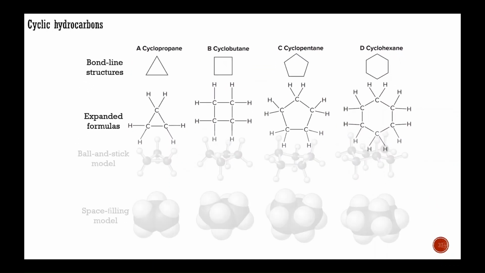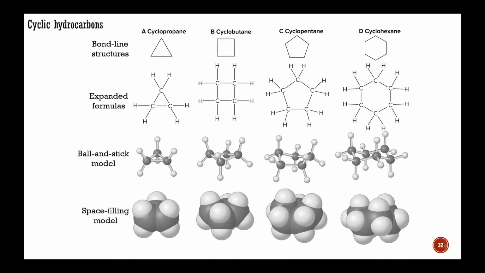Except for 3 carbon rings, cycloalkanes are non-planar, as represented by the ball and stick and space-filling models. This structural feature arises from the tetrahedral shape around each carbon atom and the need to minimize electron repulsions between adjacent hydrogen atoms. You can learn more about this by taking an organic chemistry course.